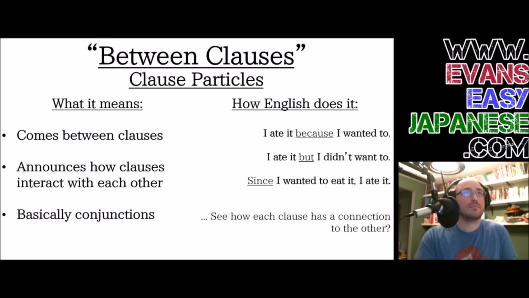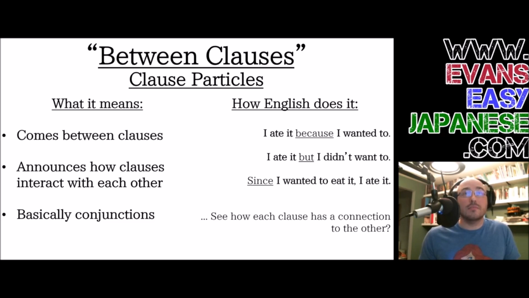Next. Between clauses. These are generally agreed upon. They're called clause particles. However, once again, different textbooks call them different things. These come between clauses. They are going to announce how one clause interacts with the next clause or with another clause. They're basically English conjunctions. So on the right we have some example sentences. I ate it. That's one clause. Because I wanted to. So I ate it and I wanted to are two separate clauses and they are connected via because.